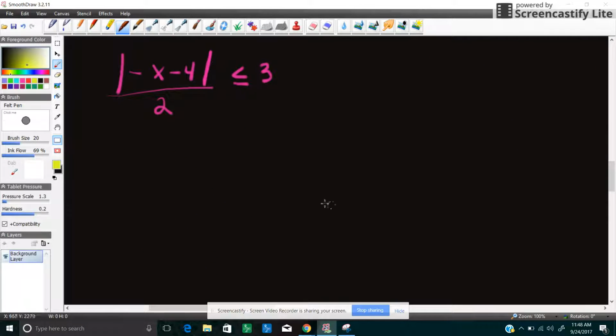In this problem, we have a number on the bottom. Remember that whenever we deal with absolute value, solving anything, we have to isolate it first. That means I'm going to have to get rid of that 2. So before I do anything, I'm going to multiply both sides by 2, and that gets rid of this for me. So now I have negative x minus 4 is less than or equal to positive 6. Just like before, I'm going to split this into my negative and positive.